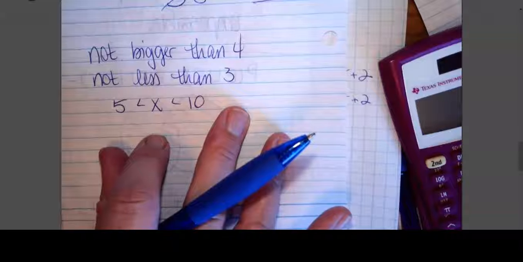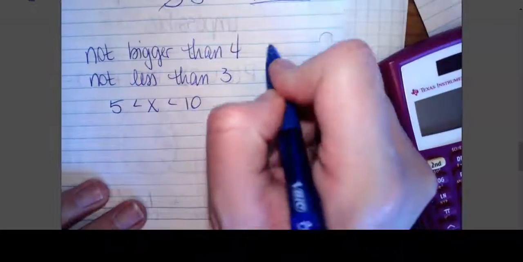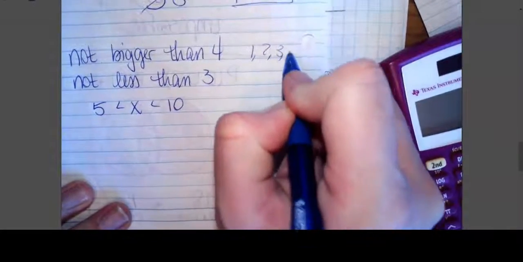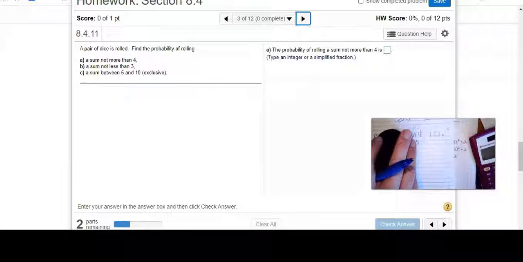If it's not bigger than 4, okay, so I don't want it bigger than 4, which means I do want it less than 4. All right, so I'm okay with rolling a 1, I'm okay with rolling a 2, I'm okay with rolling a 3 or a 4, and those are the sums that I am okay with. So when I look at this cool little chart thing, you go away.